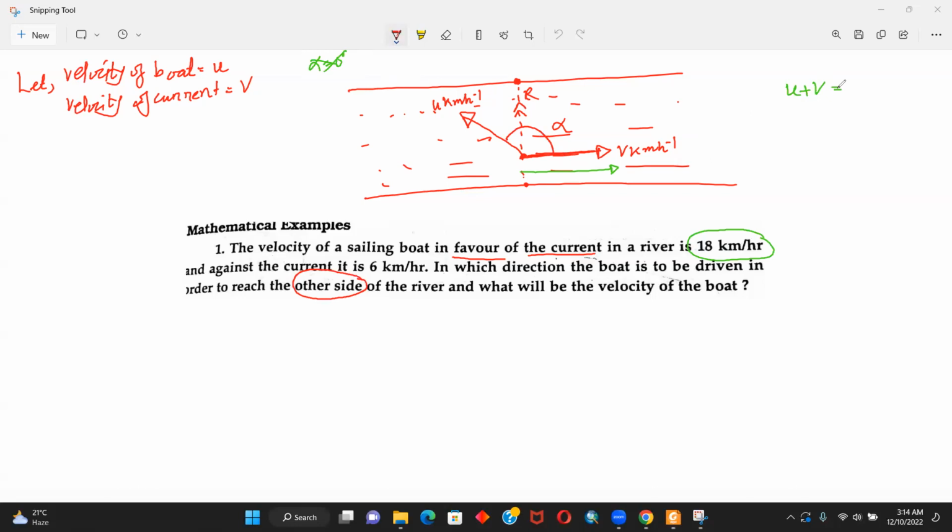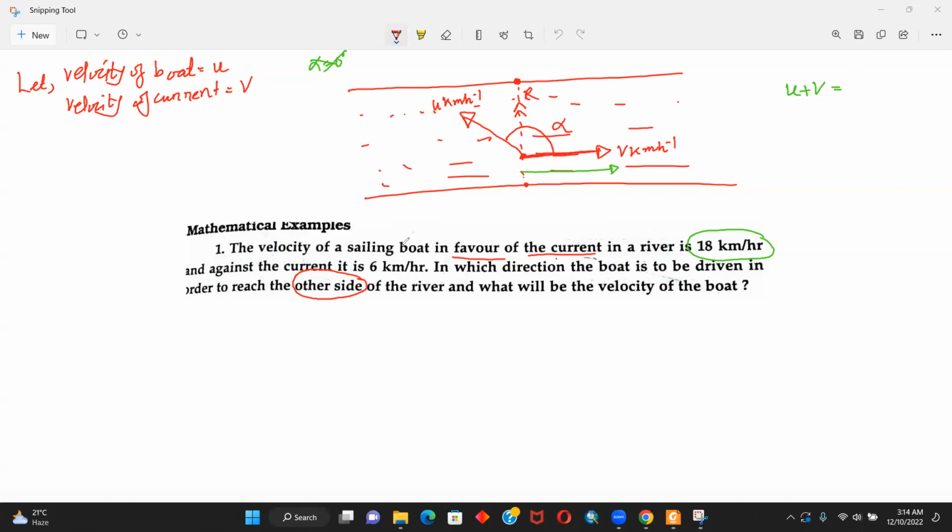24 kilometers per hour. Why 24? Read the question. The velocity of a sailing boat in favor of the current in a river is 18 kilometers per hour. 18 plus -6 would be 12 kilometers per hour. Why are they saying 18 plus negative?